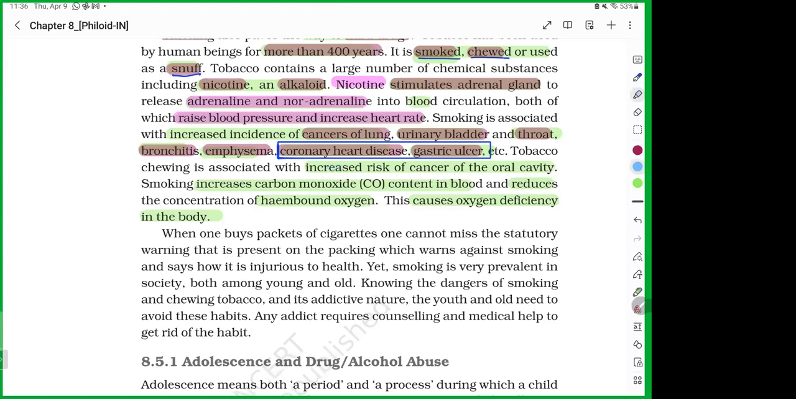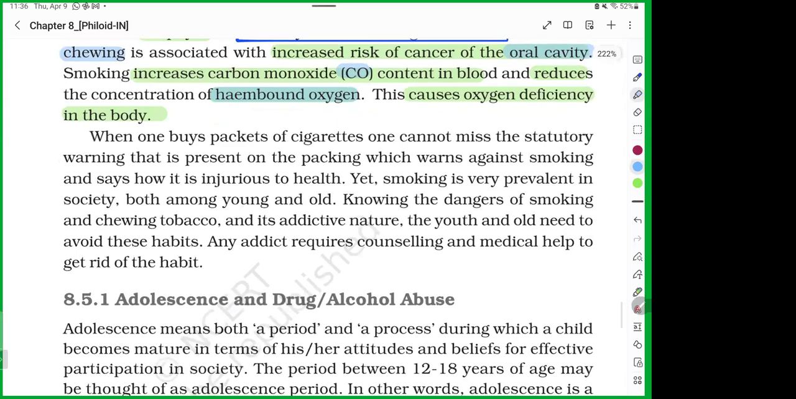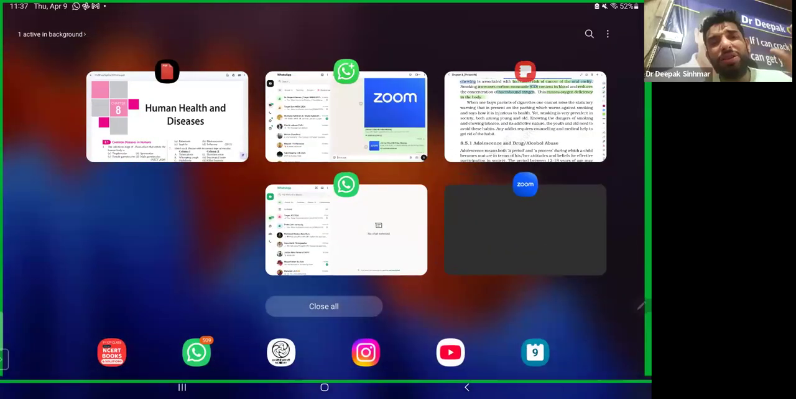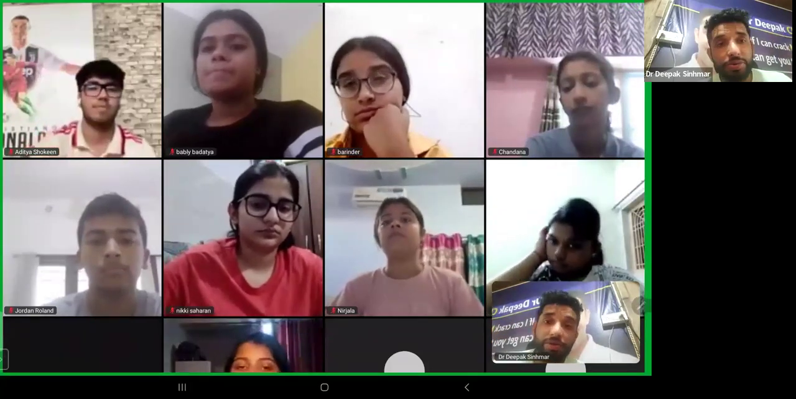Chewing tobacco is associated with a high risk of oral cavity cancer. Tobacco smoking increases carbon monoxide. Carbon monoxide easily binds with hemoglobin, and oxygen shortage will occur. Correct. I want to read this, though it is not much relevant to the exam. But what I always mention is, it's not about whether you will be able to crack this exam or not. It's what you are learning from the process.